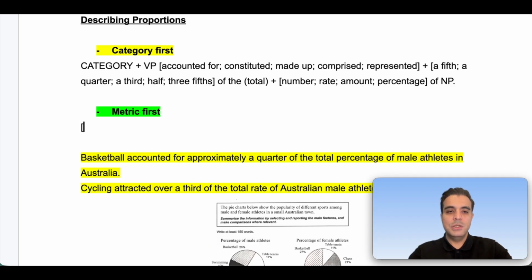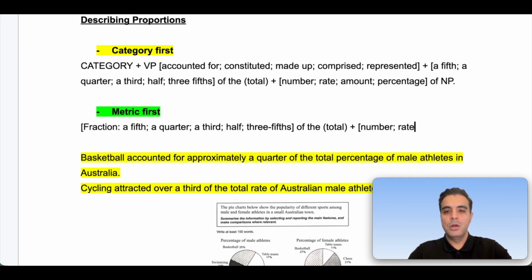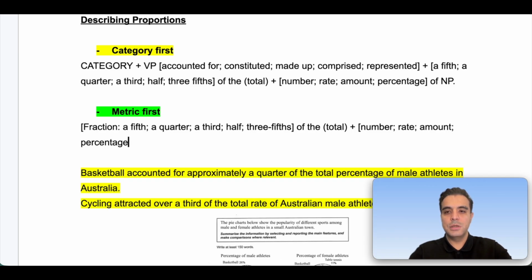Okay, this time, because it's metric first, we start with the fraction. So, for instance, you can add your fraction here. For example, once again, a fifth, a quarter, a third, half, 3/5, and the like. And then you're going to say, once again, of the total, followed by the quantifier. So number, rate, amount, percentage of, followed by MP, and then we follow it up with our verb.